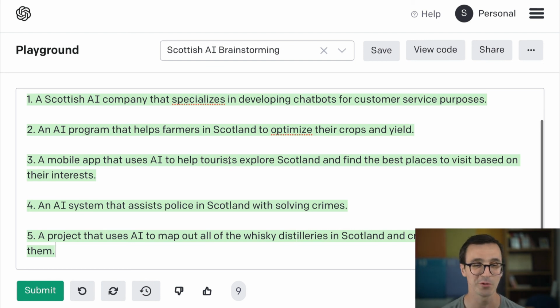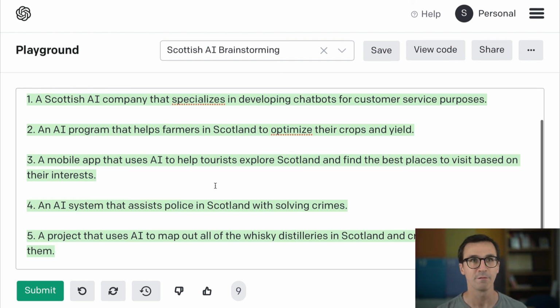Okay, there's also an interesting one here, the AI system that assists police in Scotland with solving crimes. Okay, so obviously the crime writing genre is well featured in Scottish literature. So that's got in here. And then, for instance, it's all about context. It's seen millions and millions of bits of text about Scotland. It knows what Scotland is about. It knows what things people might be interested in with Scotland. And this is a good example of this last one, a project that uses AI to map out all the whiskey distilleries in Scotland and create virtual tours of them.